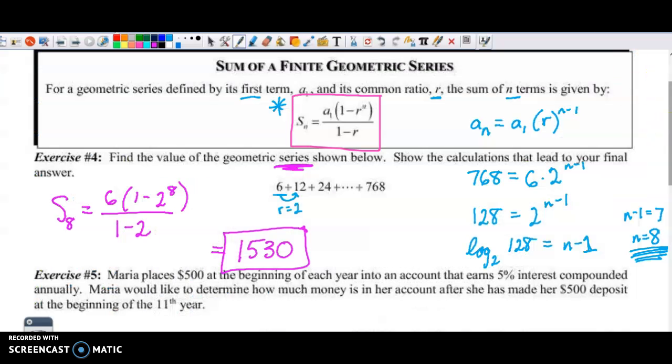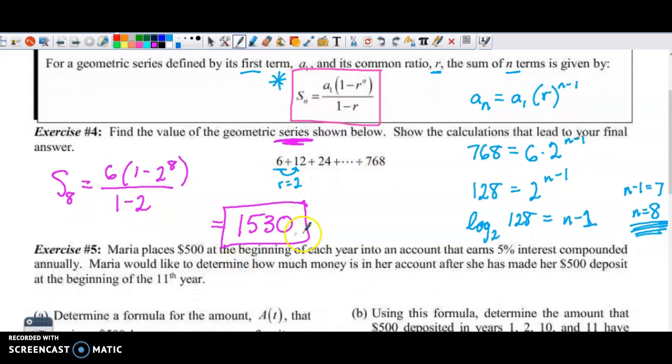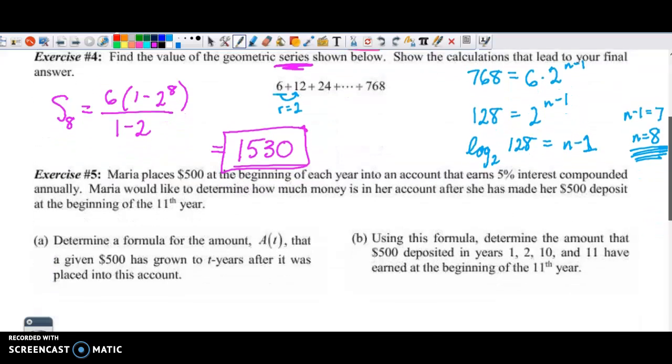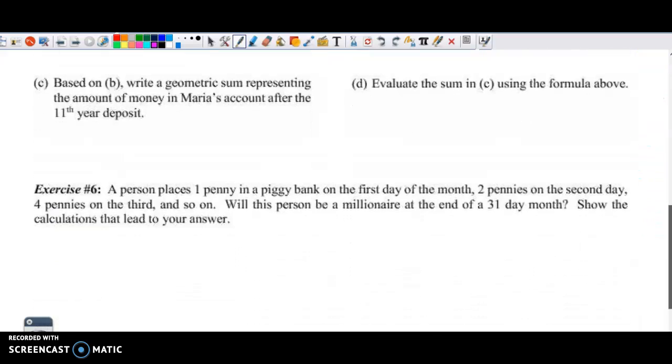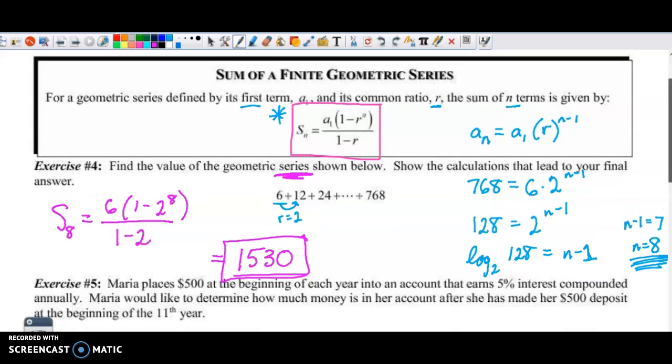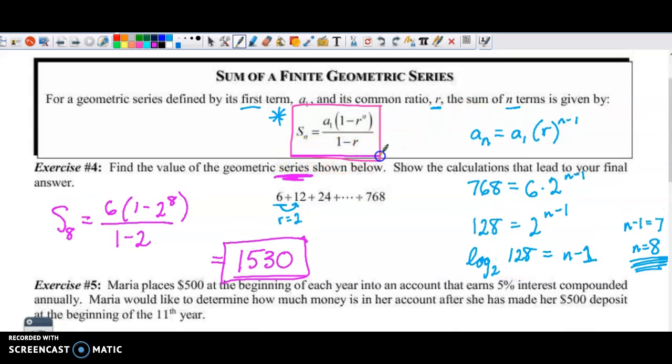So hopefully I didn't make too many mistakes and you're okay with my explanation, and I'll see you in a second video to explain exercise 5 and 6 to get you ready for the homework. And again, this is your formula that you're using for a geometric series.